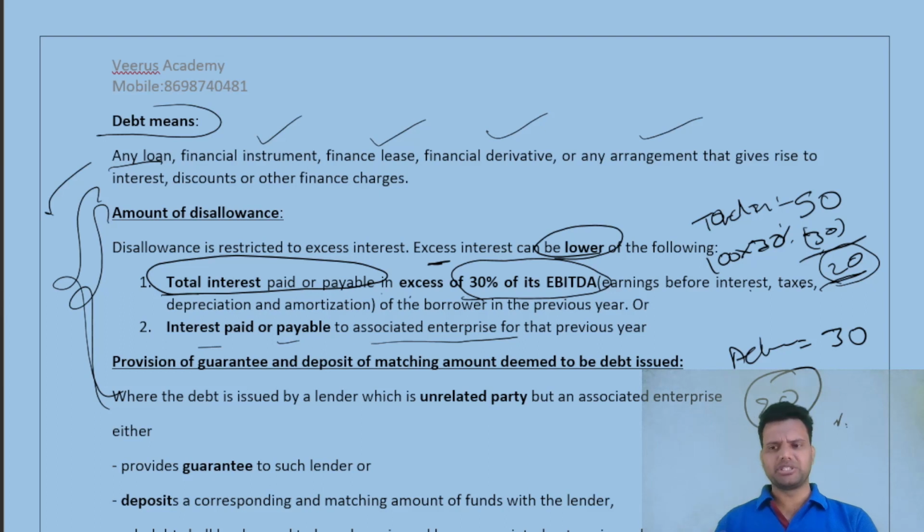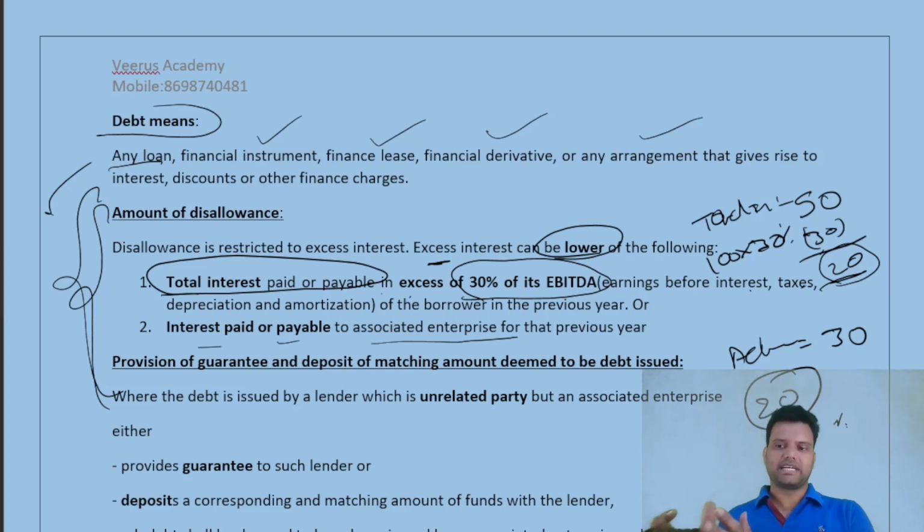There was an interpretation issue here. What do you mean by total interest? We don't go into that complication, because some will say total interest means only the interest payable to the associated enterprise, and only those loans we need to cover. Another interpretation is that we need to take all the interest, whatever the name, as total interest. Both interpretations are there.